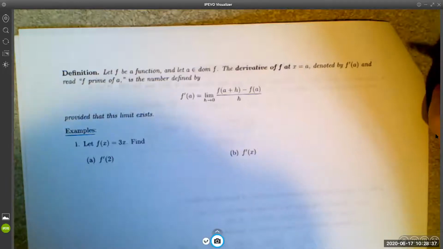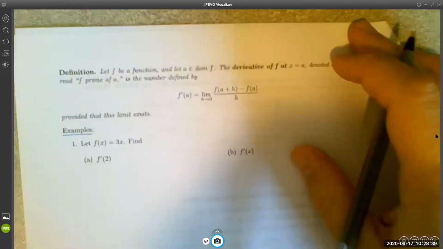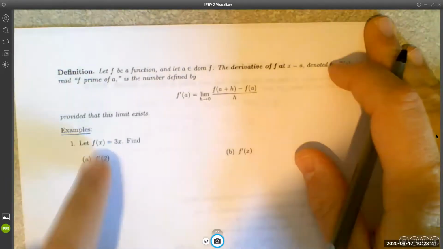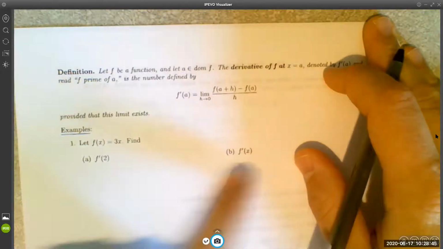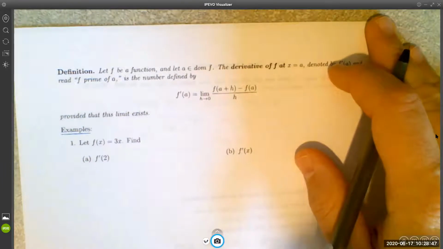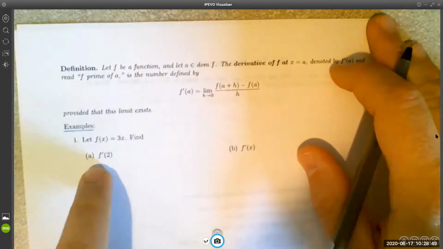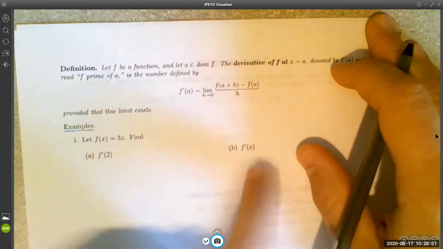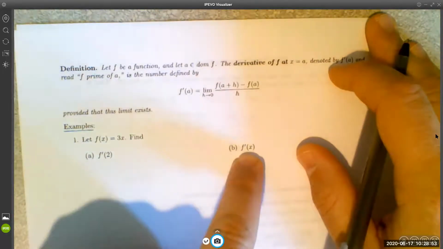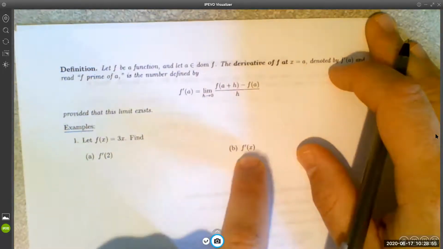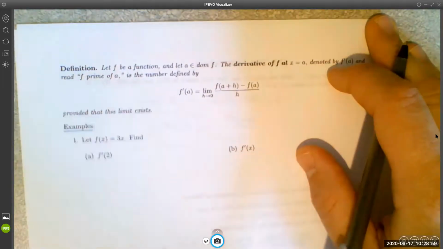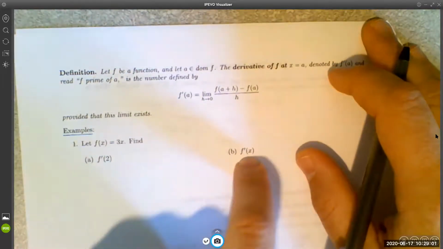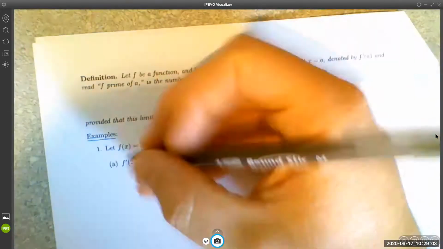Let's practice this. So let's say that f of x is 3x. Let's find f prime of 2, and then let's find f prime of x. So f prime of 2 is a particular case. And then f prime of x, of course, we're not going to get a number, we're going to get a function. Well, actually, in this case, we will get a number, but it'll be sort of a more general thing. So f prime of 2.